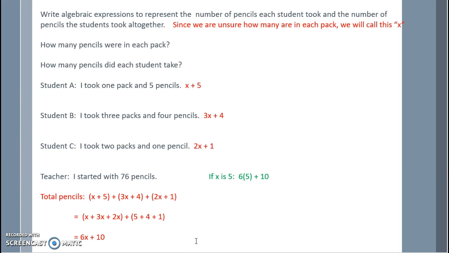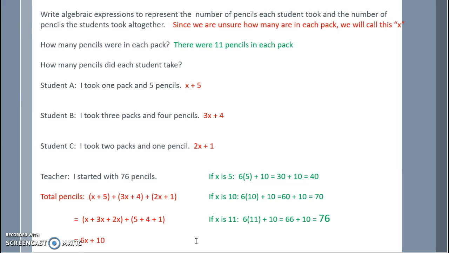So let's see how close we can get to 76 pencils altogether. Let's say we start with 5. Do we have 5 packs? So 6 times 5 is 30, plus 10 is 40. Gotta go a little higher. Let's try 10. Let's say we had 10 packs. 6 times 10 plus 10, so 60 plus 10 is 70. Ooh, very close. So let's try 11. 6 times 11 plus 10 would give us 66 plus 10, so 76. We found our pencils, so there are 11 pencils in each pack.